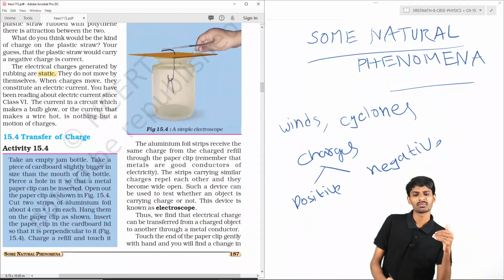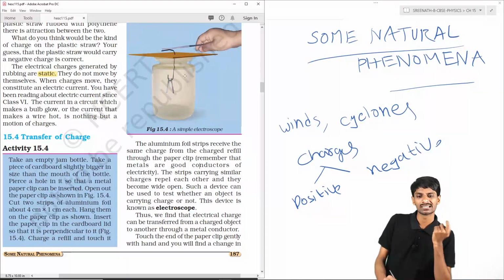If you take any other metal or any other material and touch this metal paper clip, and the aluminum foils do not move away, what is our conclusion, students? There is no charge. It is not a charged body. If it is a charged body, charge will flow and these will repel. If it is not a charged body, charge will not flow and they will not repel. That is the simple check.